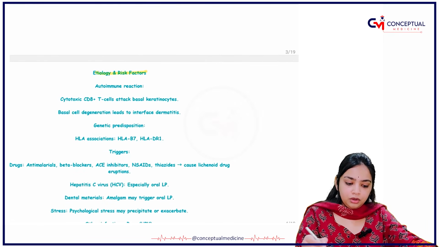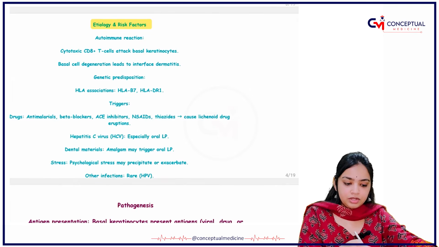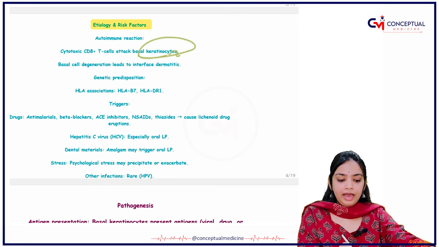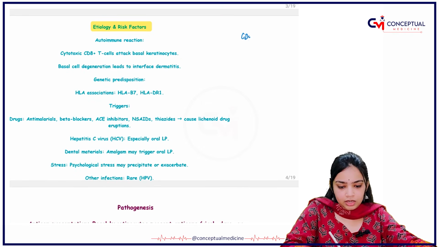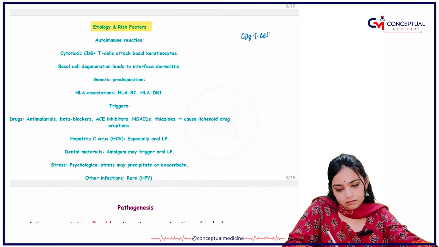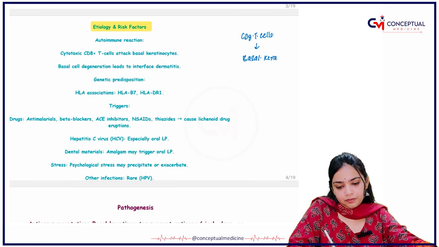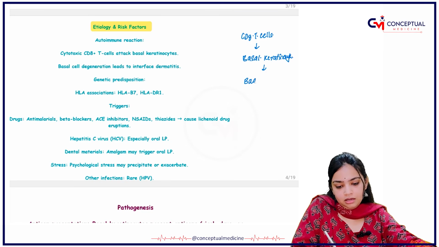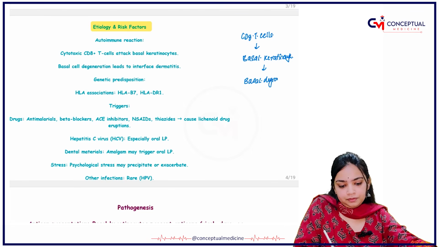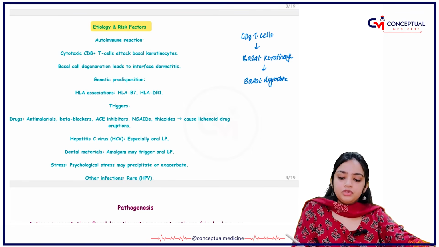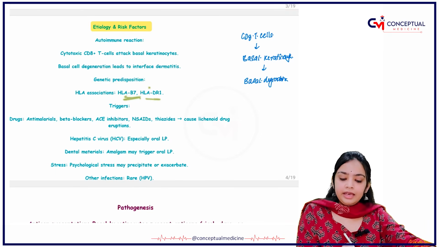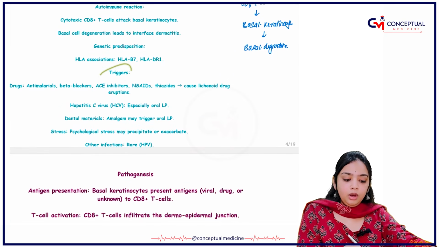If I talk about the etiological risk factors, then first one is the autoimmune reaction. There are cytotoxic CD8 T-cells that attack the basal keratinocytes. After that, what happens is there is basal degradation. Then you have the genetic predisposition, like you have the HLA association of HLA and HLA-DR. What are the triggers you have?